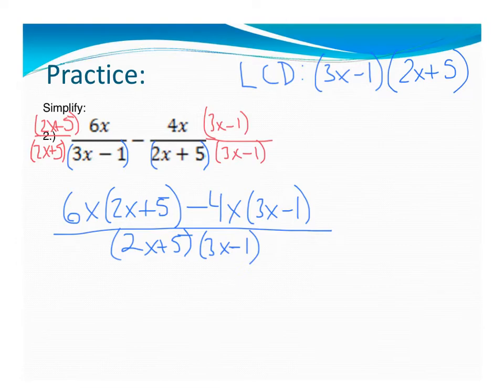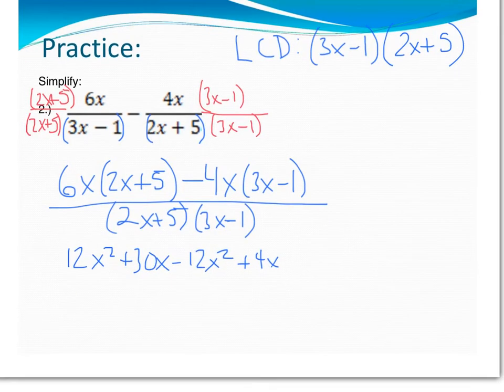So on the numerator, I have 6x times 2x is 12x squared. 6x times 5 is 30x. Then negative 4x times 3x is negative 12x squared. Ooh, I see something that'll cancel soon. And then I have negative 4x times 1 is positive 4x. Awesome. I'm just going to work with the numerator for a little bit here and simplify that, and then I'll bring in the denominator later because that's going to save me a little time with writing.